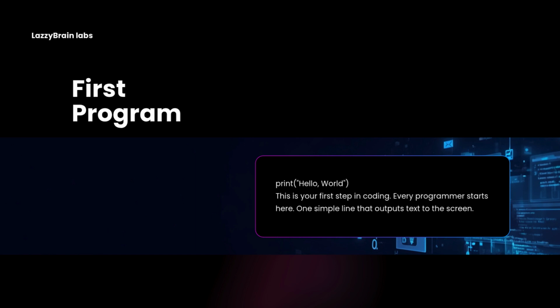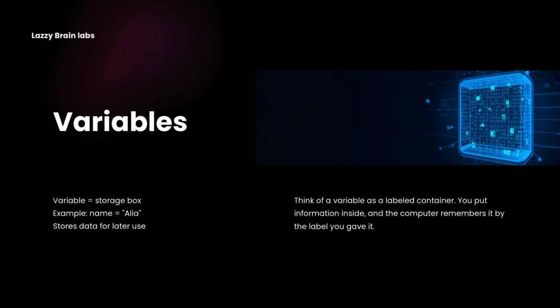Next, we have variables. A variable is like a storage box. It stores data such as your name, age, or any value. For example, name equals Aliyah.